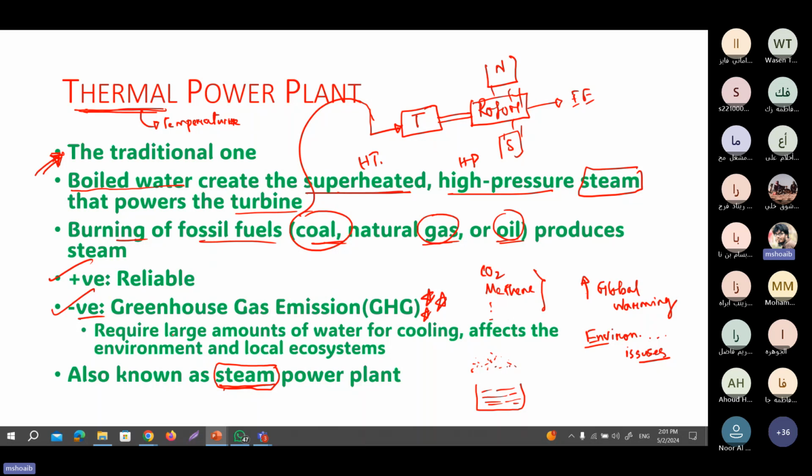Okay, but as you know, they require a large amount of water for cooling, because whenever you generate this superheated high temperature water, you need to cool that down. So you need a large amount of water for cooling, and it also affects the environment, which I have already mentioned, and the local ecosystem too. When you produce this amount of gas in a particular area, it creates problems in the ecosystem, the local ecosystem surrounding the power plant.